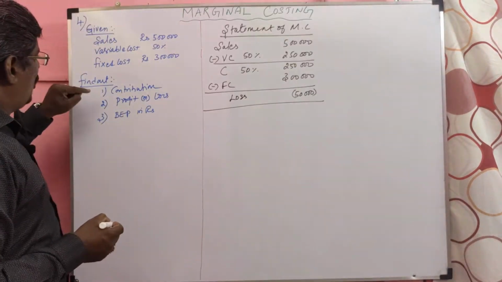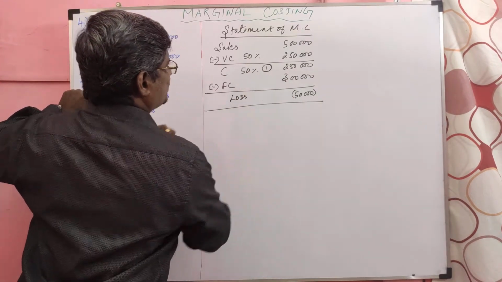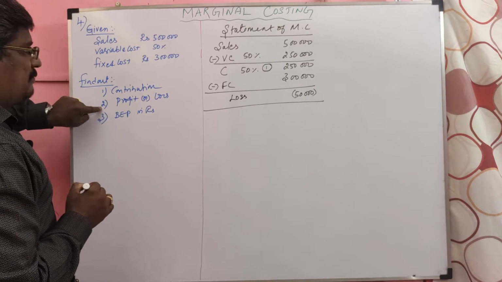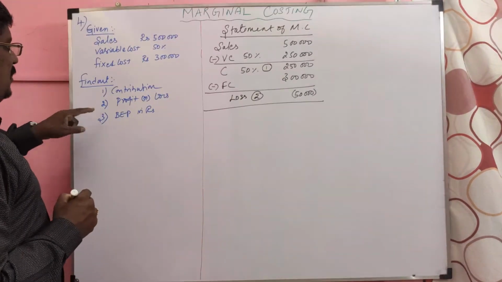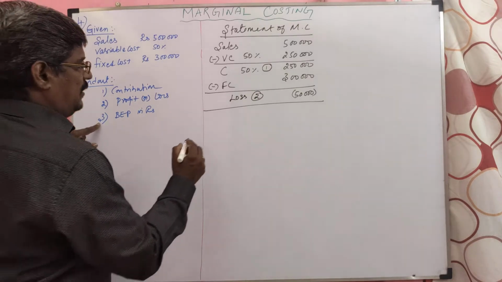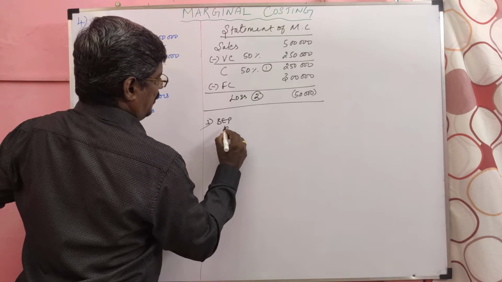Yes. Now question number 1, contribution. Answer for this is 2 lakh 50 thousand. Question number 2, loss of 50,000. Question number 3, break-even point in rupees.